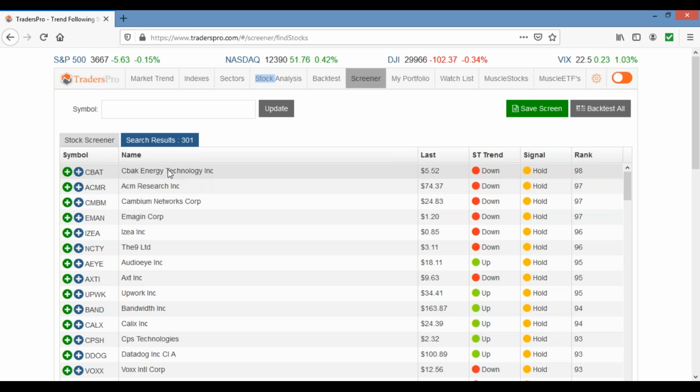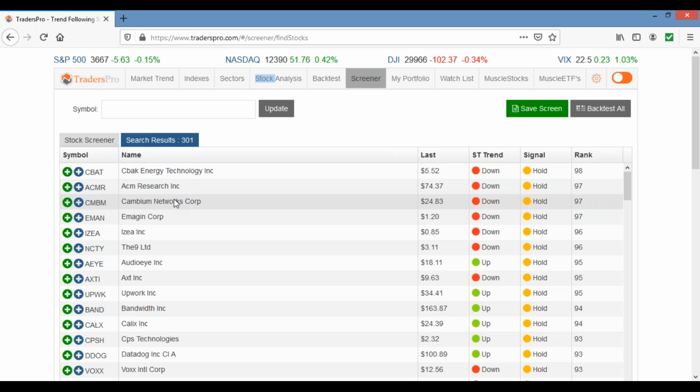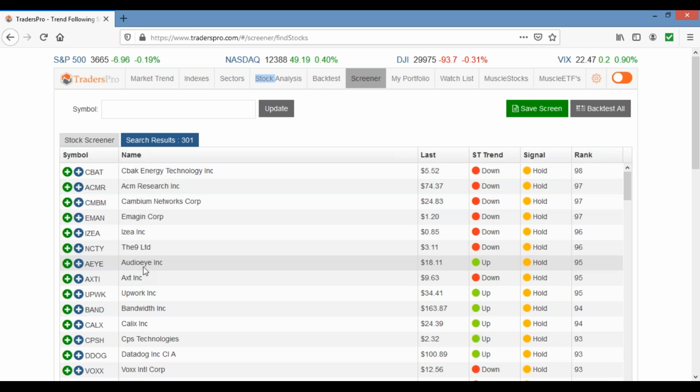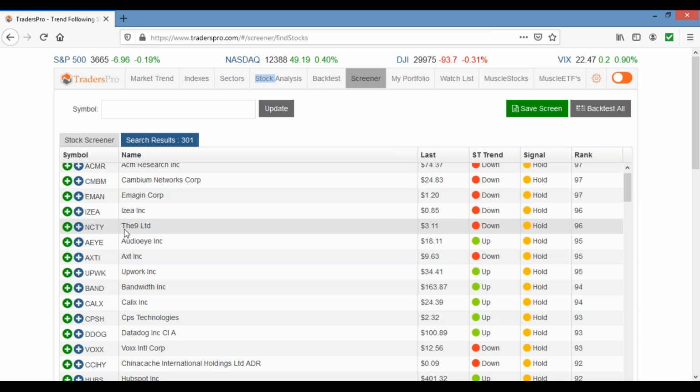But the only 98 strength rank is this. Actually, I could have pointed this one. I still like this one, CBAT, but we've already gone over it a couple of times in different updates. I didn't want to cover it again. The one I want to talk about is this NCTY right here. Now, it's only a 96 strength rank, and it's a $3 stock, but it's a good example of how if you can combine the software with just some basic chart analysis, you might be able to know which of these are really good opportunities and which ones you might want to avoid just based off the price action and the chart pattern.